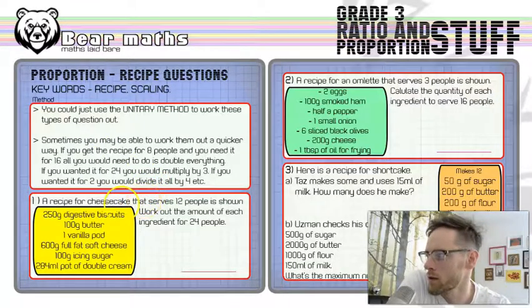Okay, so I'm going to do the easiest thing in question number 1, and you'll see what that is. So a recipe for a cheesecake, a lovely cheesecake that serves 12 people, is shown. Work out the amount of each ingredient that you would need for 24 people.